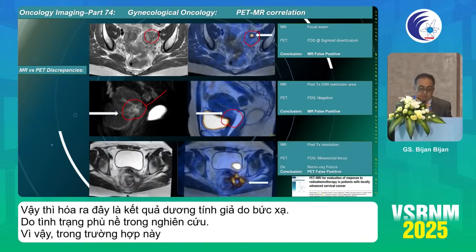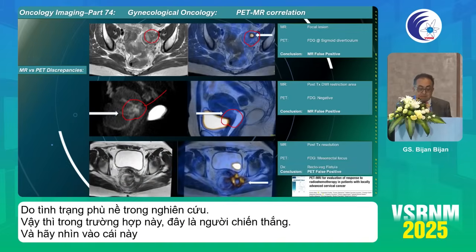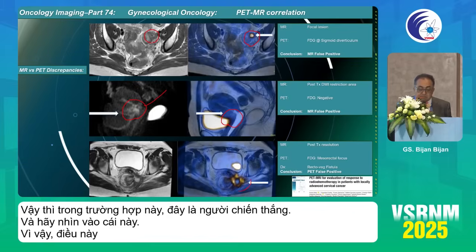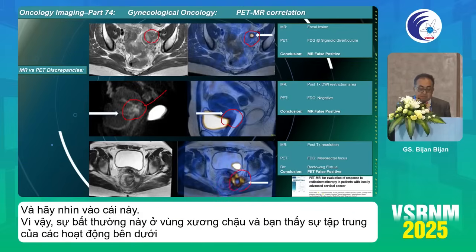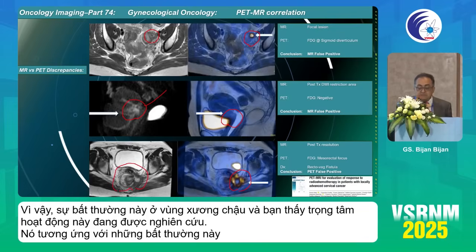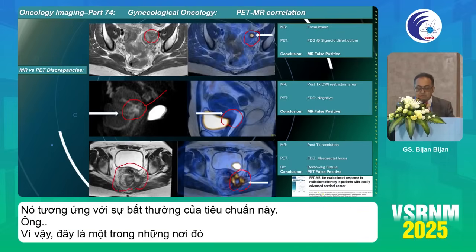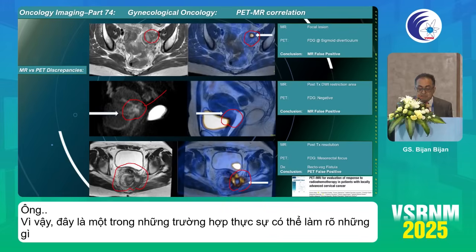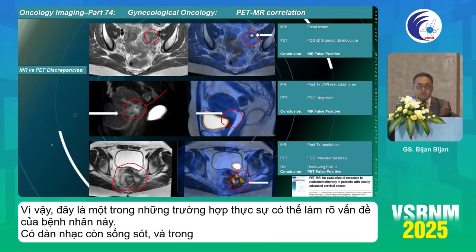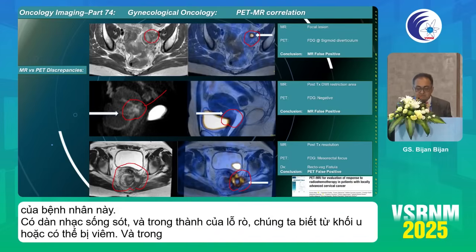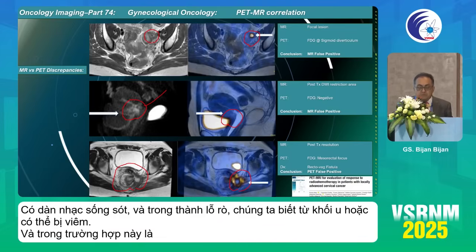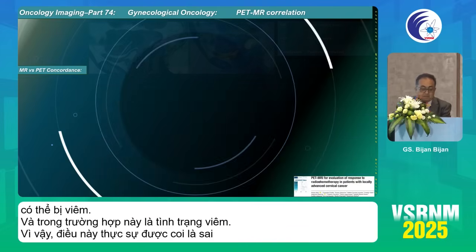And take a look at this one. There's this abnormality in the pelvis, and you see this focus of activity on the FDG study, which corresponds to this abnormality that you see on the MR. So this is one of those cases where MR can actually clarify what the problem was. This patient has a rectovaginal fistula, and the wall of the fistula, we know, can be tumor or can be inflammation. In this case, this was inflammation. So this was actually considered a false positive of the PET scan.